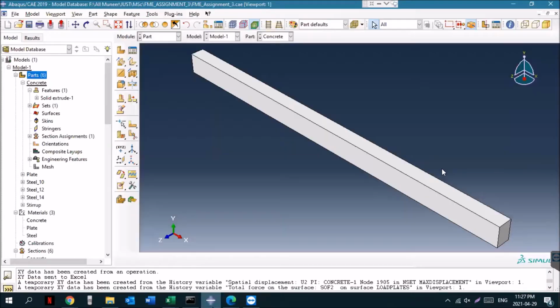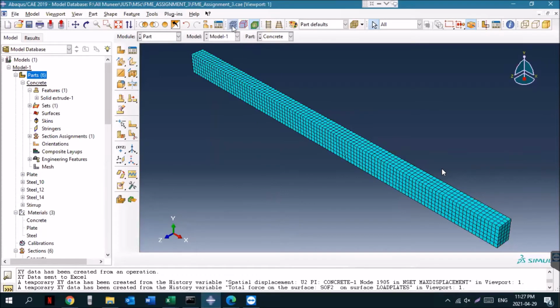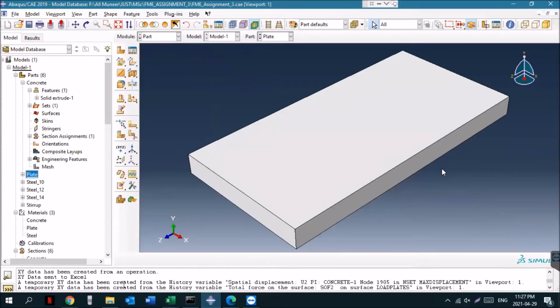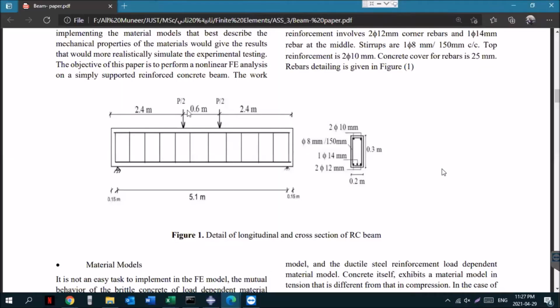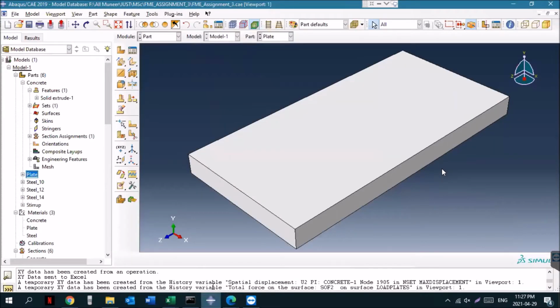All right, so now to start with the model, I first start by creating the parts. First of all, this is the RC beam itself. This is the concrete part, and then I mesh it to 50 millimeter mesh. And then I created the plate. Now I will assume that the load will be transmitted through plates here as distributed pressure to avoid the concentration of stresses. After that, I have defined the steel reinforcement.